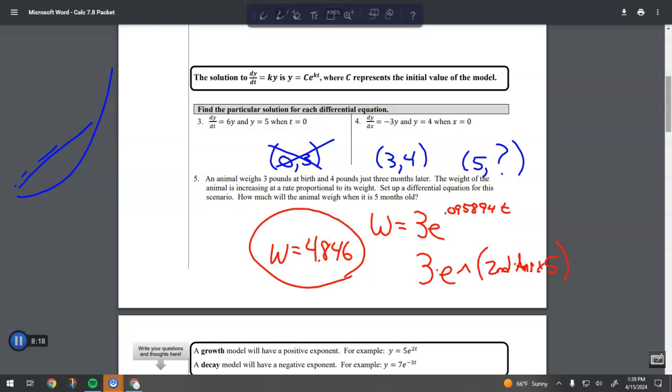Question on that anywhere? Yeah. Because it says it was 4 pounds 3 months later. So this is like time and then weight. It said when they were born it was 3 pounds. So like birth and then the weight. And then at 5 months, what was the weight? That answer? What else? Anything else? Alright.